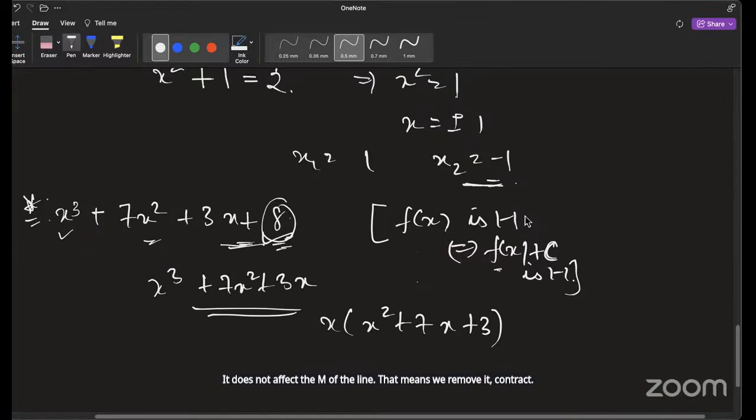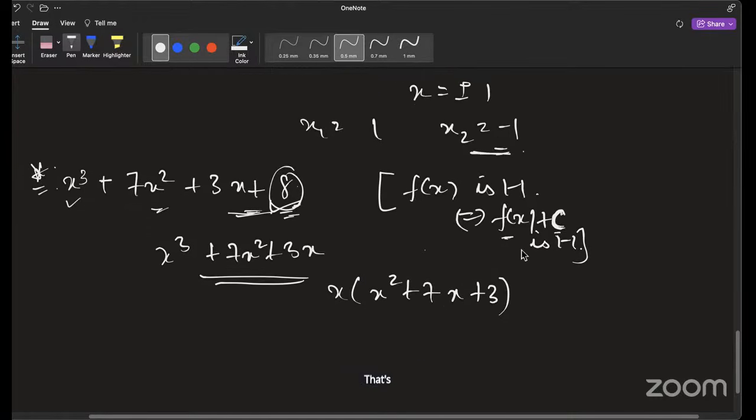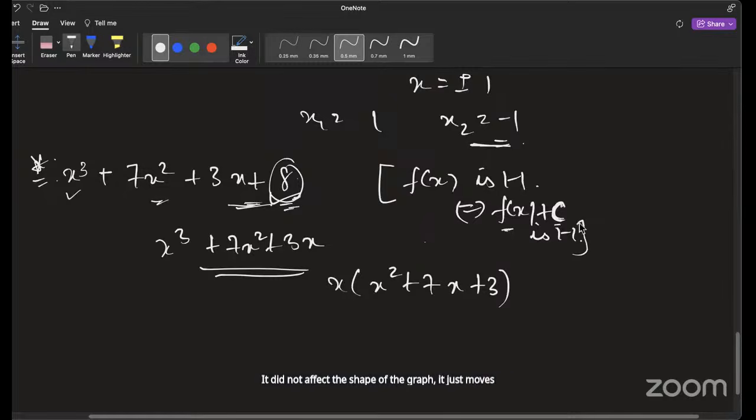It's not just about m. We don't know what this function is. But when you add something, it just shifts the graph. Even if it's not a linear graph, adding a constant to a graph just means shifting it. That's all. It doesn't affect the shape of the graph. It just moves left, right, or up, down. You can remove this thing, and then you're left with this.